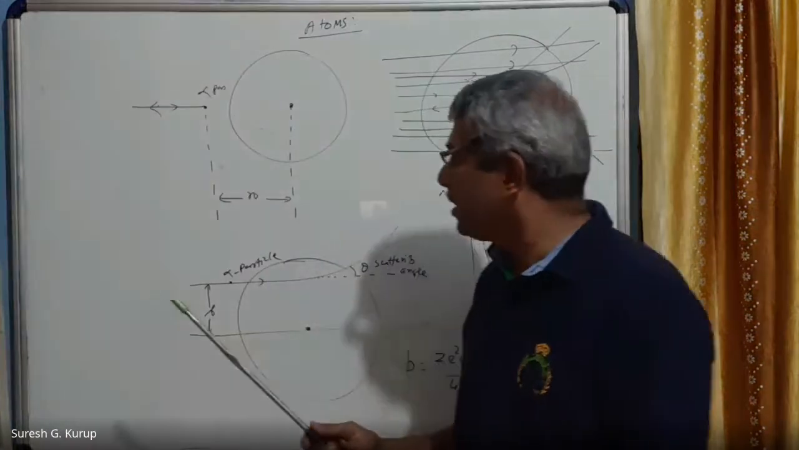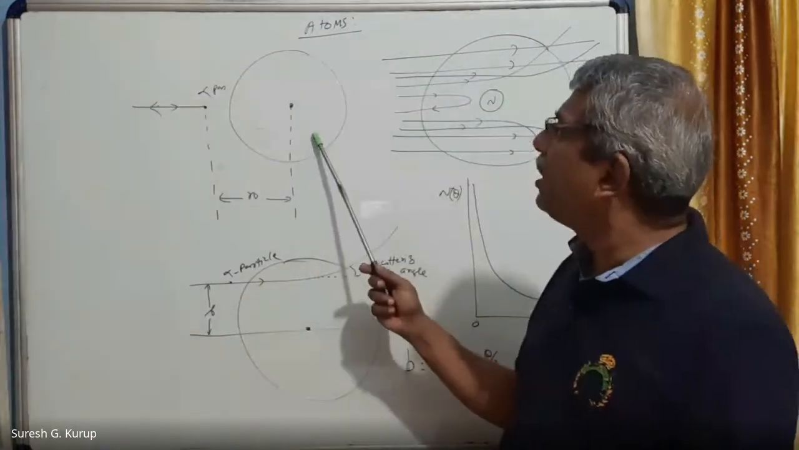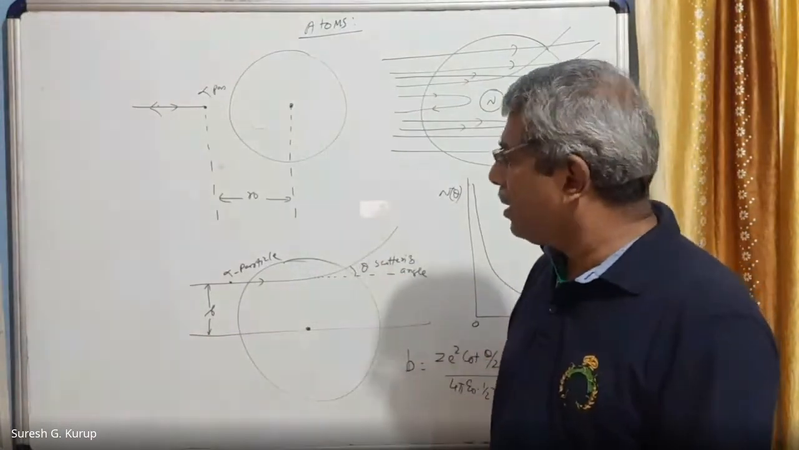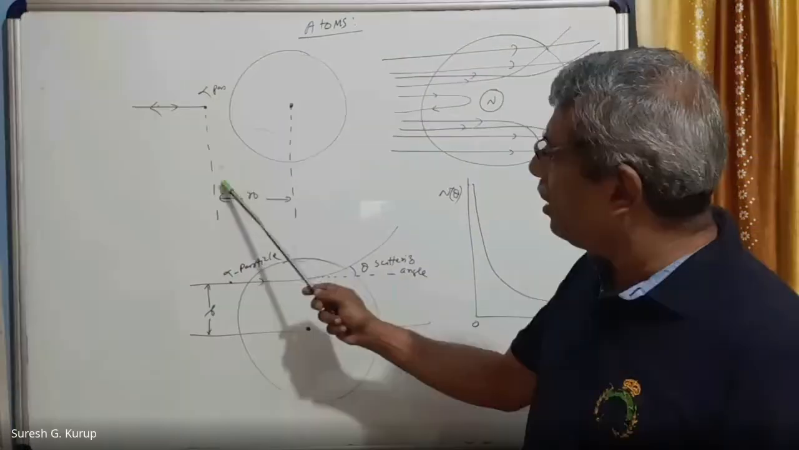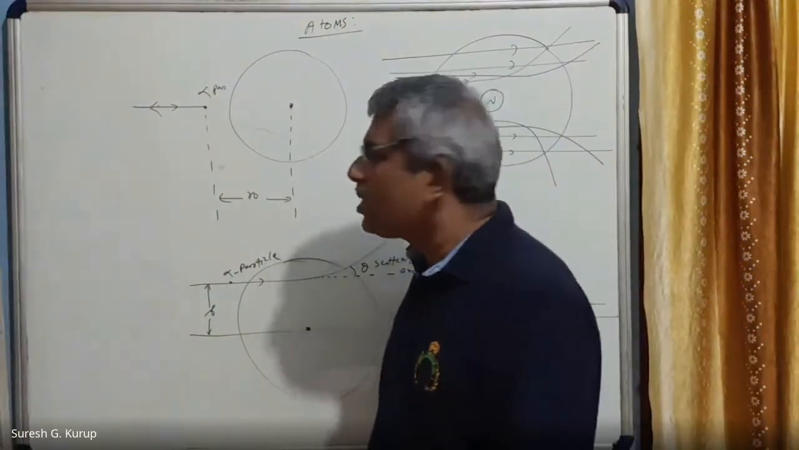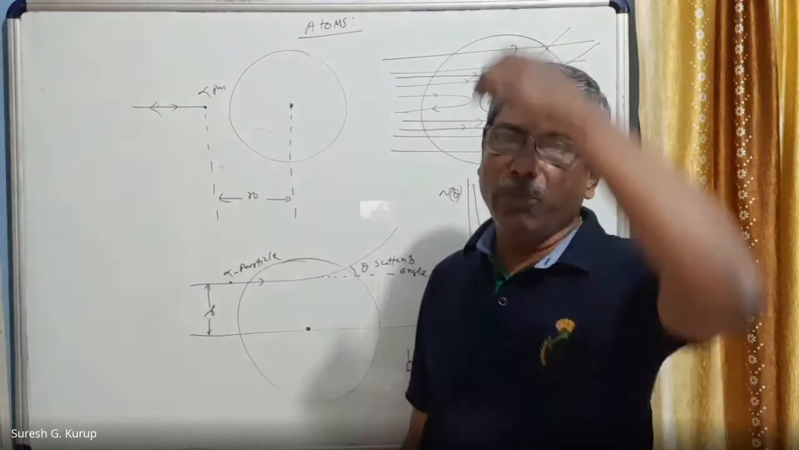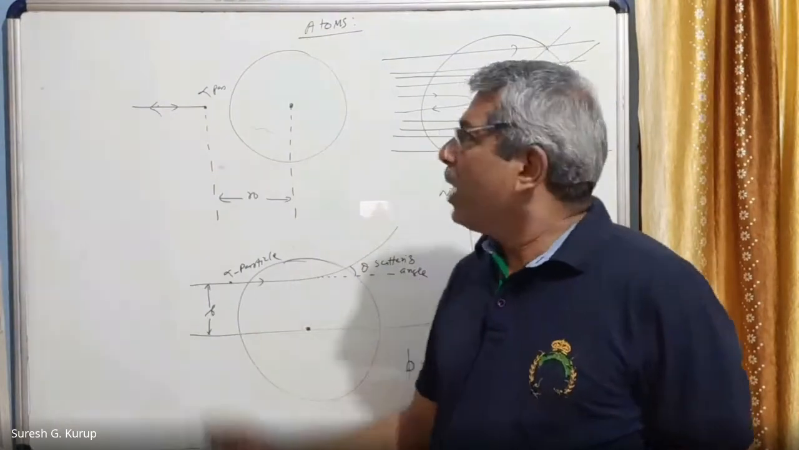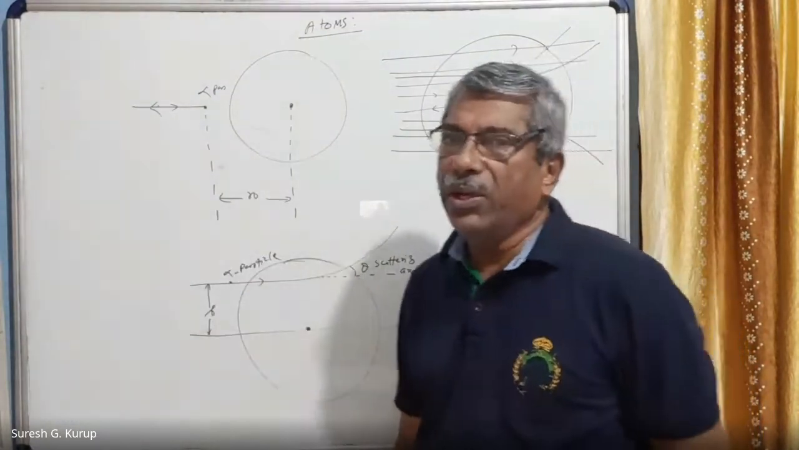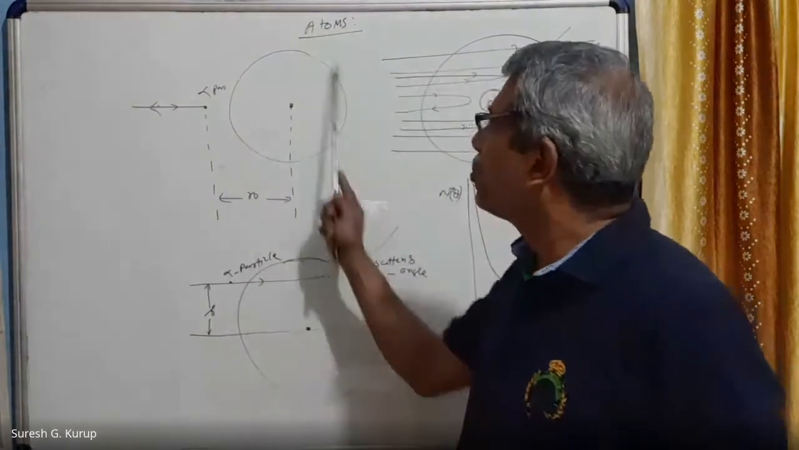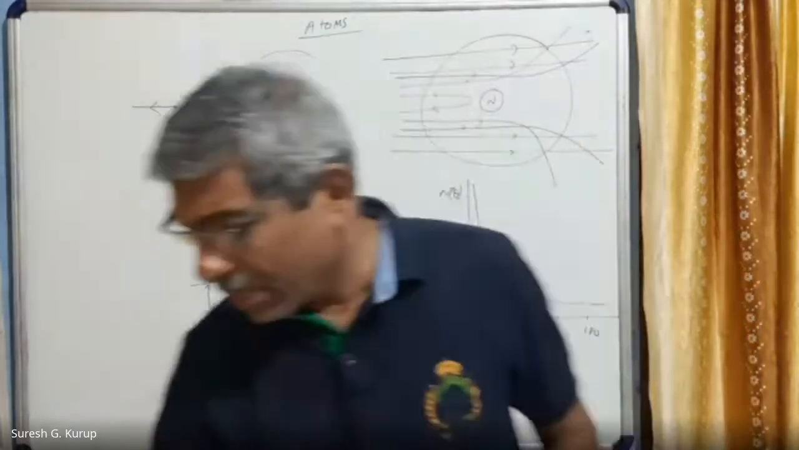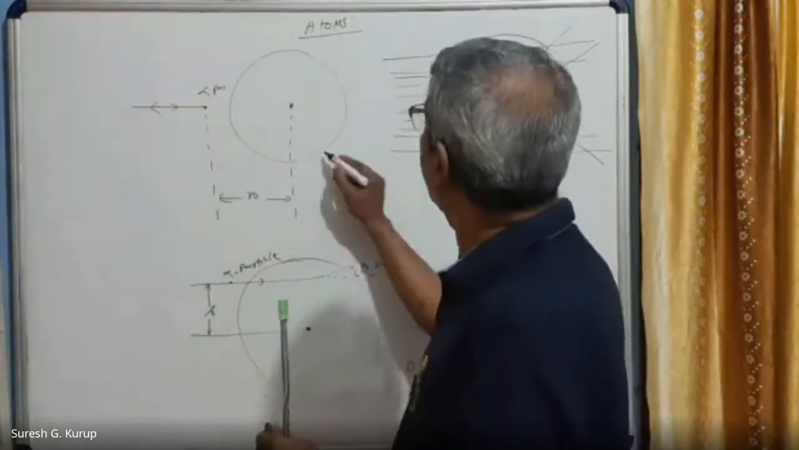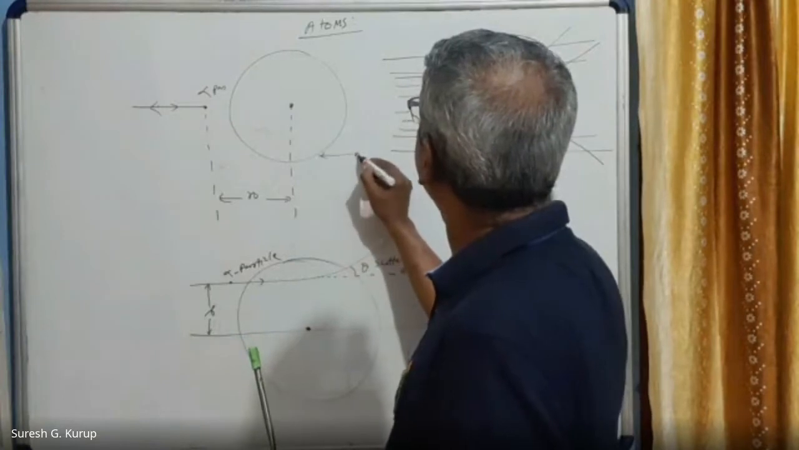And now I am going to tell you what is called the distance of closest approach. There is one more term we have to clear. What do you call the distance of closest approach? An alpha particle is directed towards the nucleus of an atom. This is the nucleus, so I must write here nucleus.